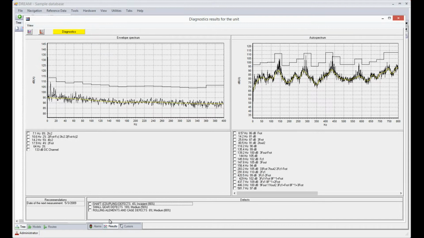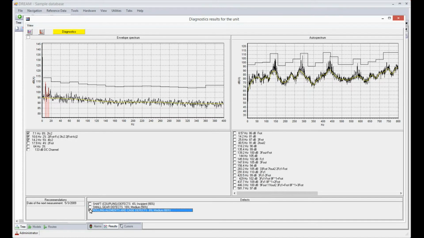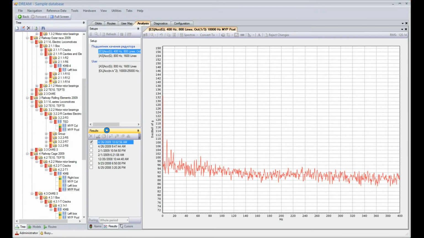and we see that we have rolling elements and cage problems because of this FTF, or fundamental train or cage frequencies, and we have a problem with the small gear in this gearbox. It is because of these lines. These are gear mesh frequencies modulated by the rotation speed of the corresponding shaft. And we have seen this picture already.